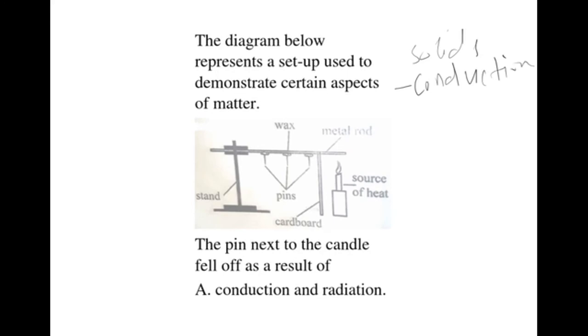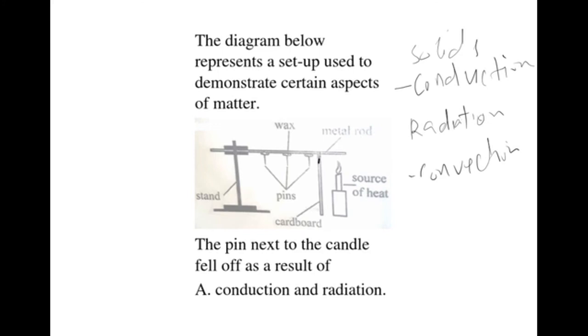Looking at the diagram, we had other methods that could have been involved, but they were cut off. For example, we have the cardboard here. It could have reached this part through radiation, which is a method of heat transfer that involves heat moving sideways and downwards. Also, another method like convection could have applied. So the presence of this cardboard here cut off the heat in the case of being transferred through radiation.